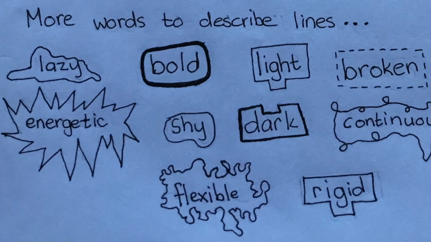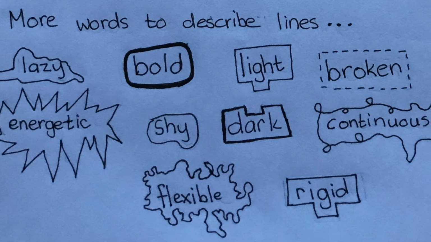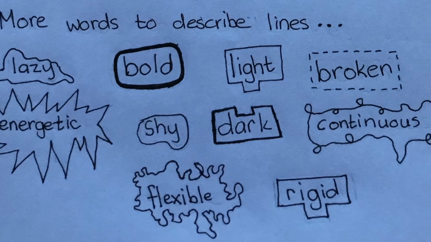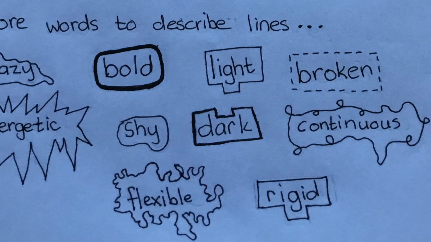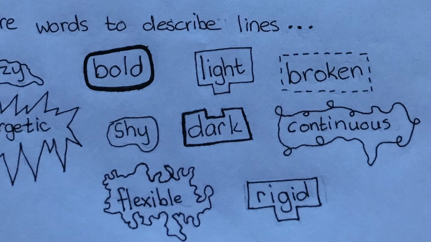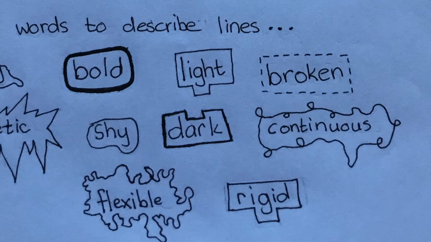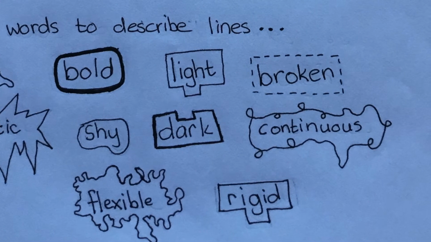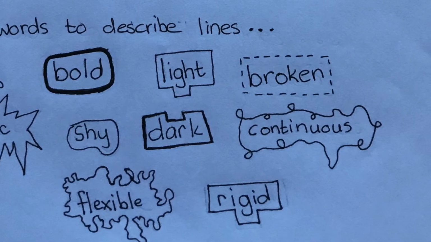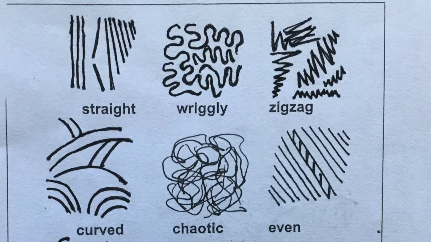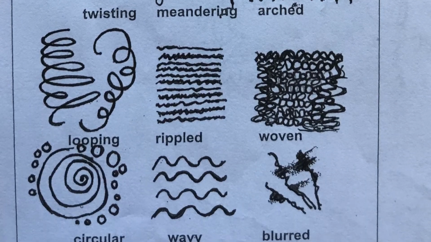So if you have a look at the lazy line that goes around the word lazy, the bold line around bold, the light line around the word light, the dotted line around the word broken, the sharp points for the energetic line, the slightly curved round for the shy, the dark line for the dark, the twirly whirly line for the continuous, the very bendable flexible line for flexible, and the rigid lines for rigid. And here are a few other examples of different kinds of lines for you to have a look at.